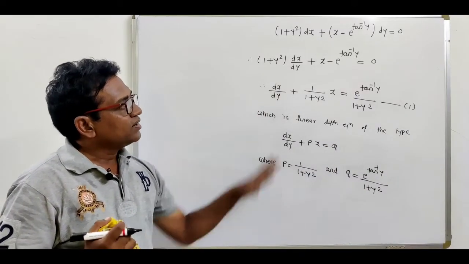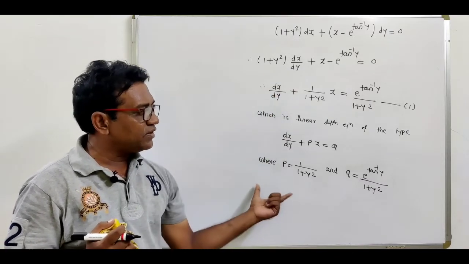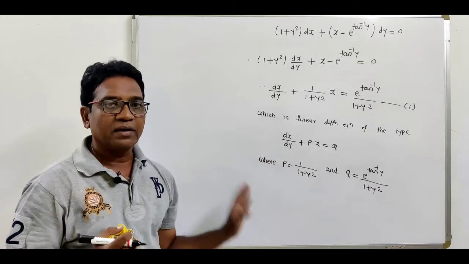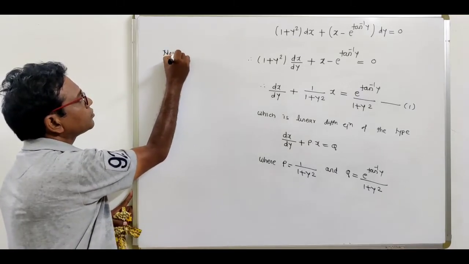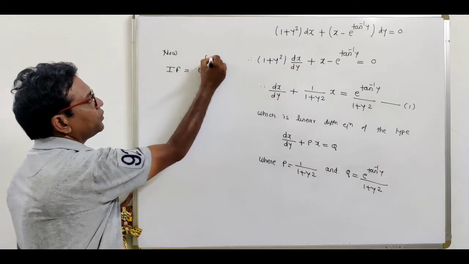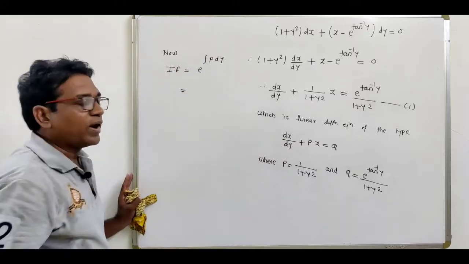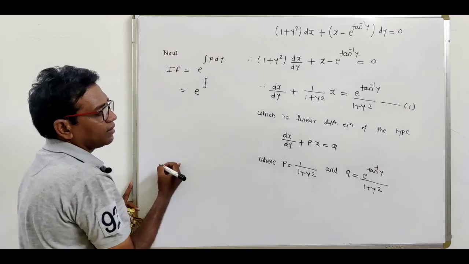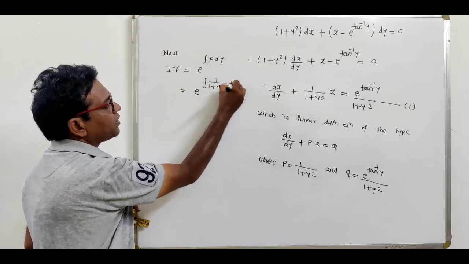What is step number 1? Just identify the given differential equation. If it is a linear differential equation, then what is step number 2? We have to find out the integrating factor. So right here, integrating factor is equal to e raised to integral p dy. This is the formula for finding the integrating factor. So this is e raised to integral, what is p? This is 1 upon 1 plus y square dy.